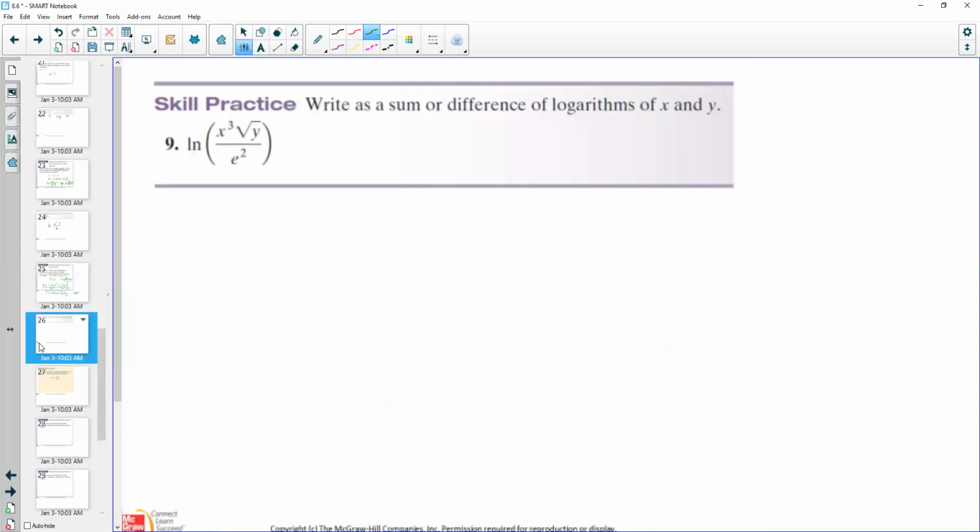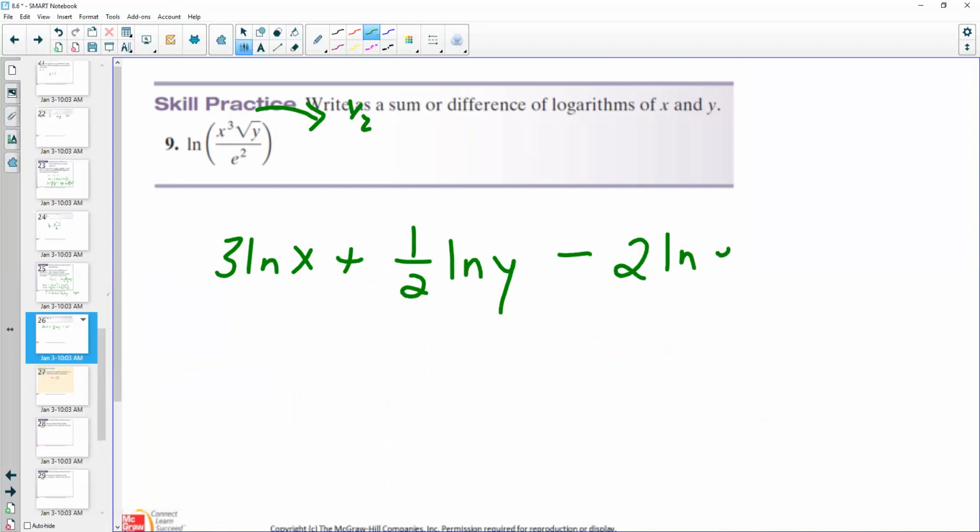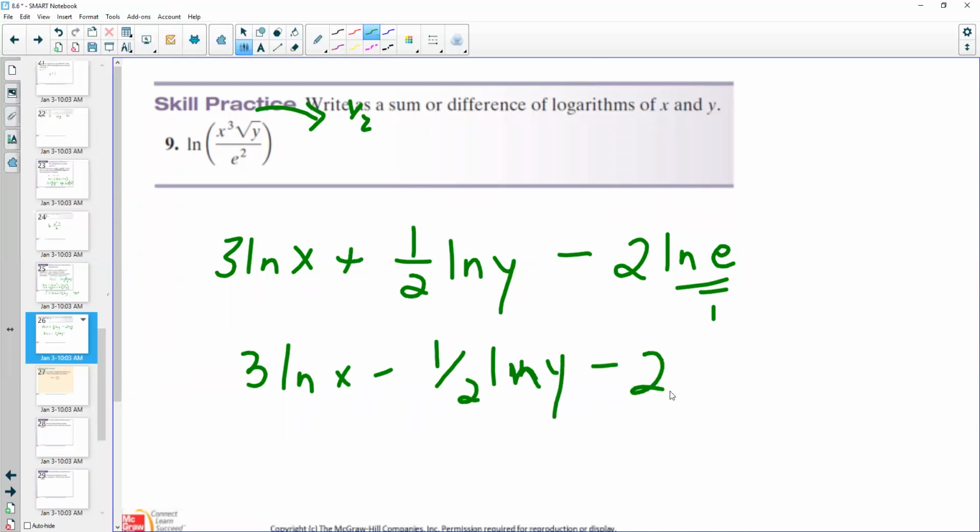This one is, again, we're going to write as a sum or difference. Okay. So I have, let's see, 3 ln x plus, I'm going to use that y as a half, right? Half ln y minus 2 ln e. Well, I know ln e is the same as 1. So I'm going to get 3 ln x minus half ln y minus 2 times 1, which is just 2.